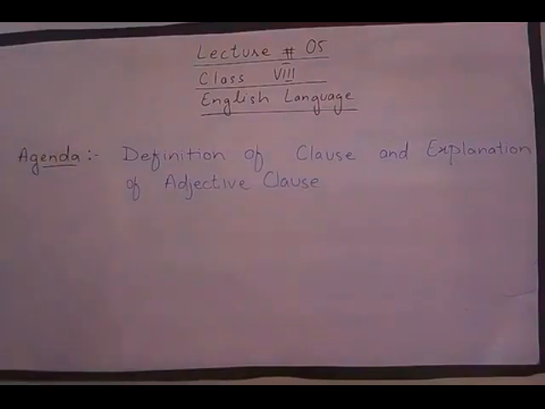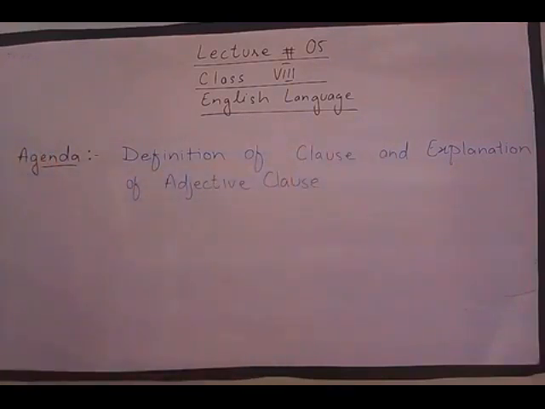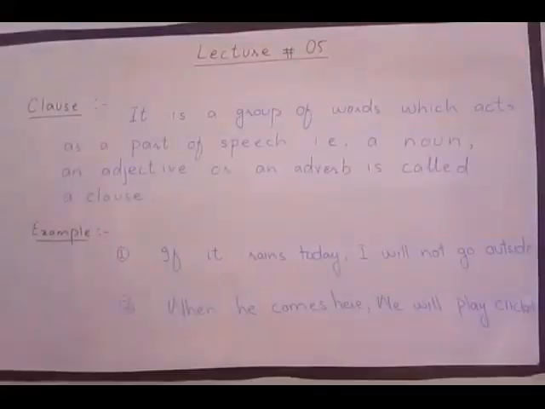Okay, so in last lectures we learned about phrases. What are phrases? We learned the phrase is a group of words which does not have a subject or verb and it does not convey the complete meaning, but it acts like a noun, adjective or adverb. So today we learn about clause, what is clause and what is an adjective clause.